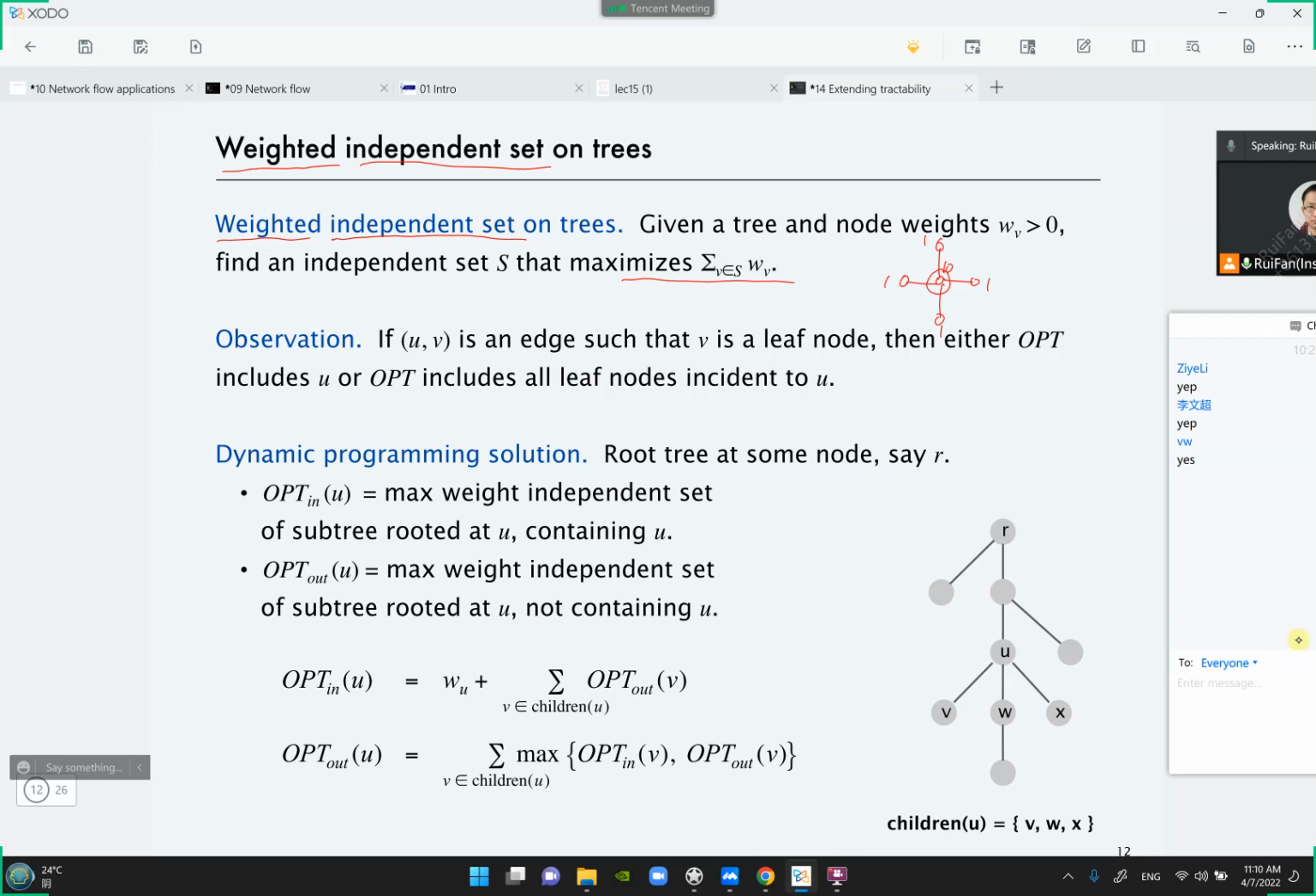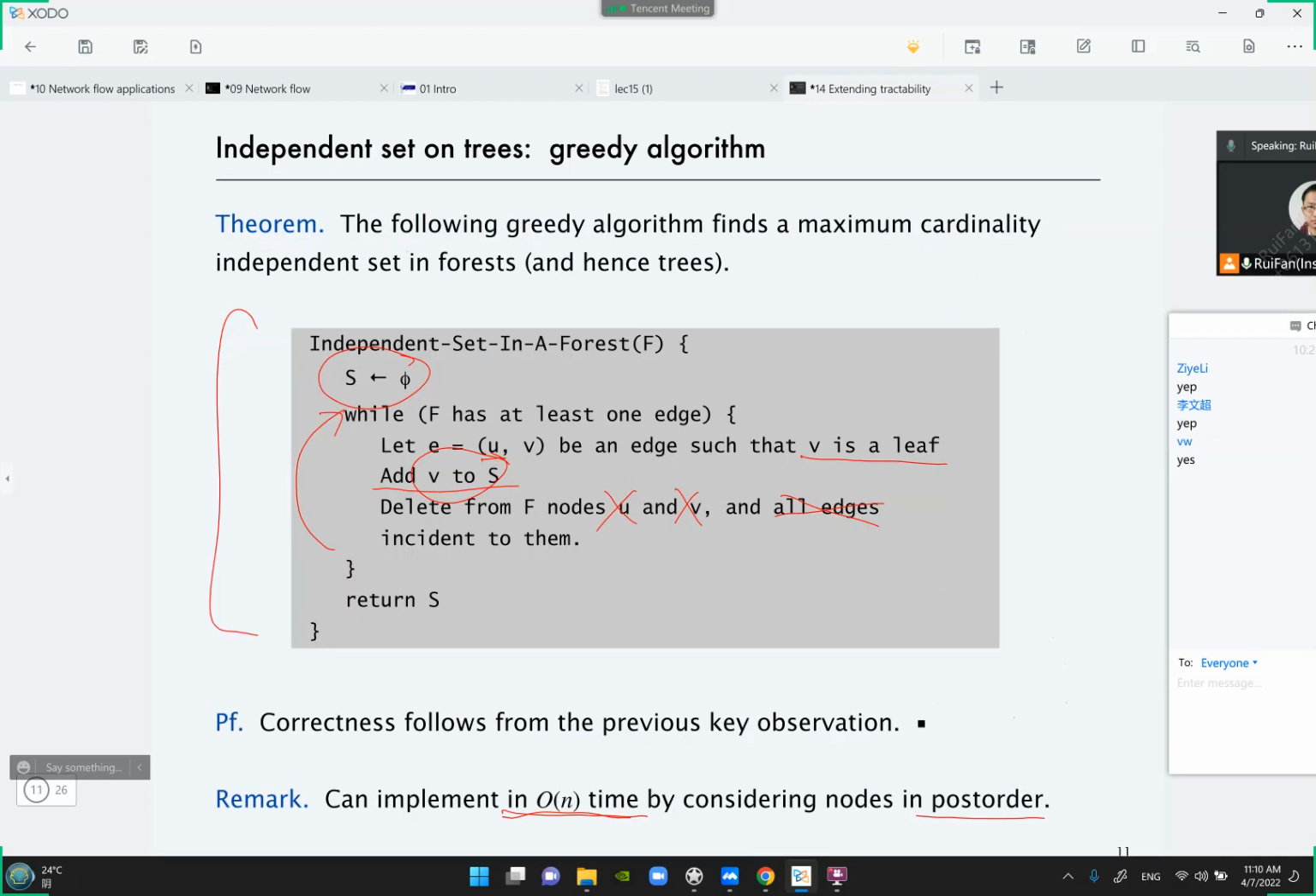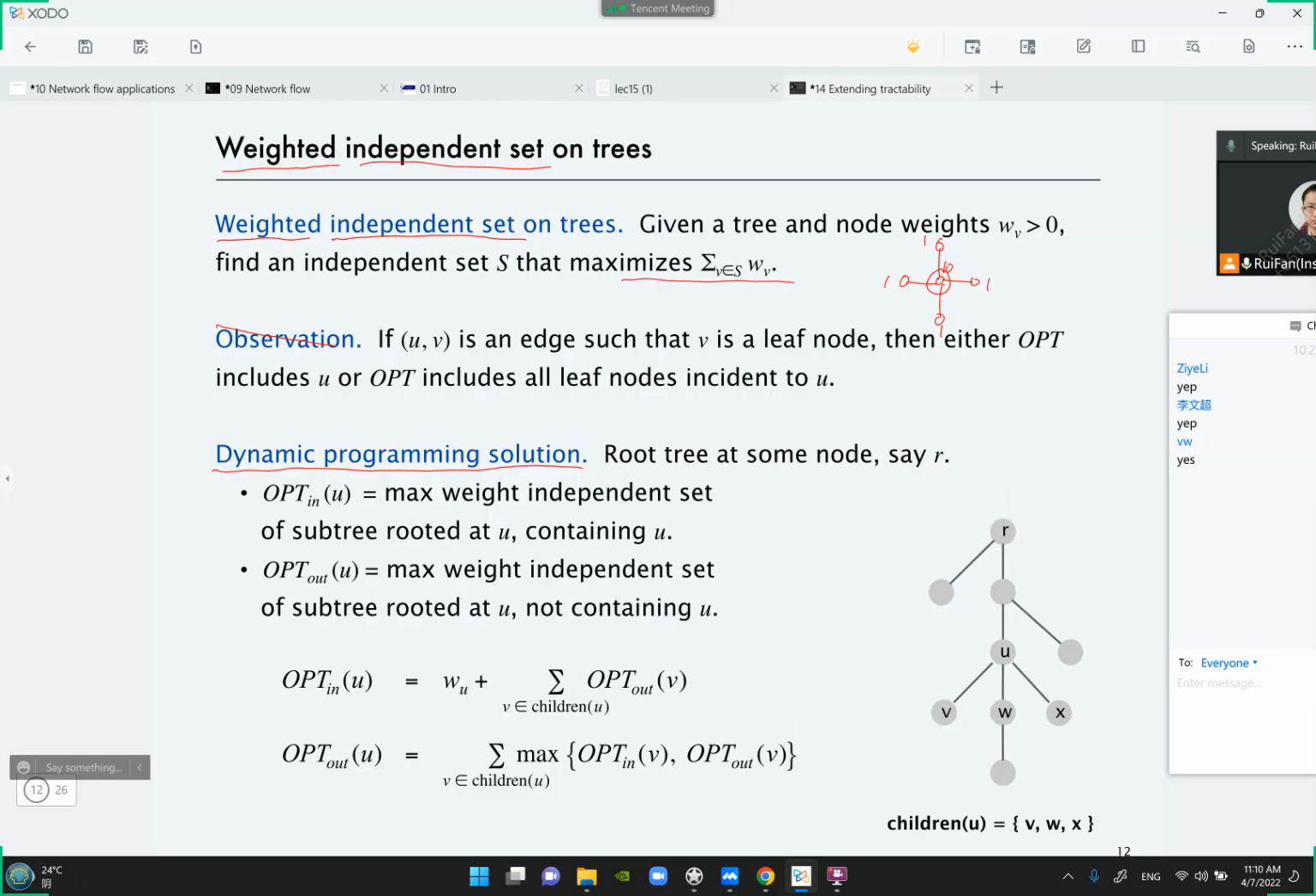So this observation here is actually not that useful, so I'm not going to talk about this. Instead, I'm going to go directly to the way that we're going to solve this. We can't use the previous approach anymore. This previous approach is basically like a greedy algorithm where you just look for these leaf nodes and you keep adding the leaf nodes. Once you have weights, you can see, for example, in this case, that we can't just add the leaf nodes.